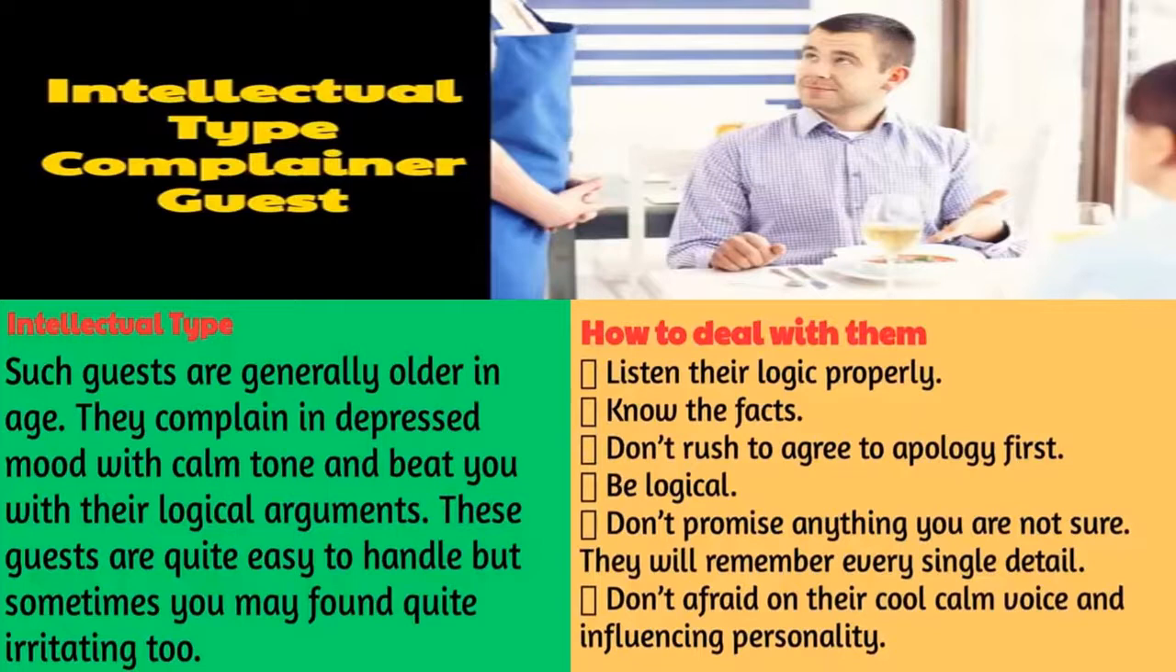So tell him that I'm going to do my best to replace you maybe with another meal. I'm going to try to do my best to handle the situation. Don't make a promise. Finally, don't be afraid, and use a cool, calm voice and an influencing personality. As you know, intellectual people are, as I said, difficult to handle. So try to be as calm as possible and don't make any promise that you won't keep.